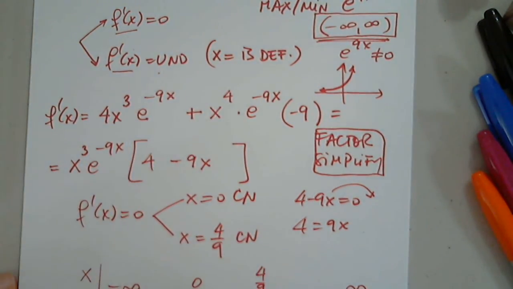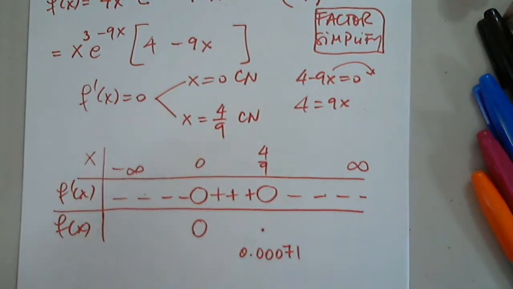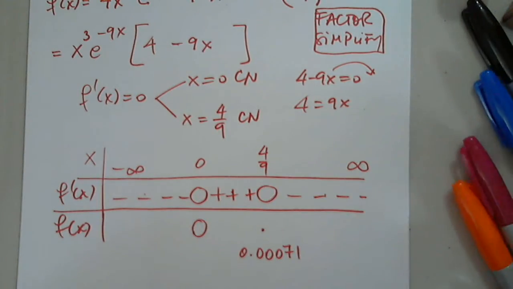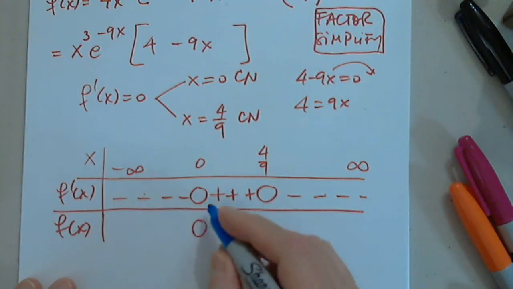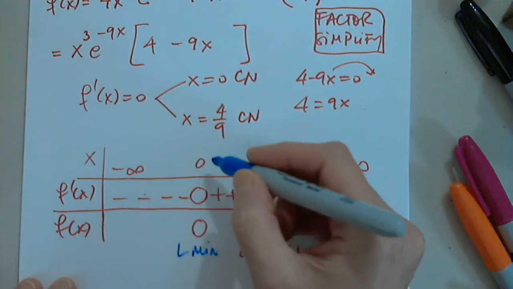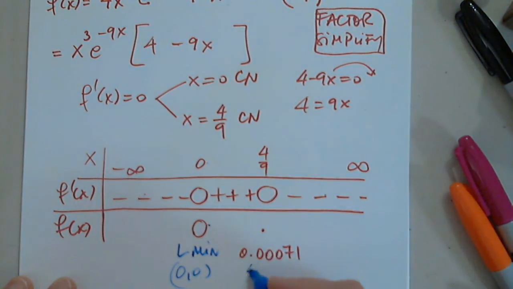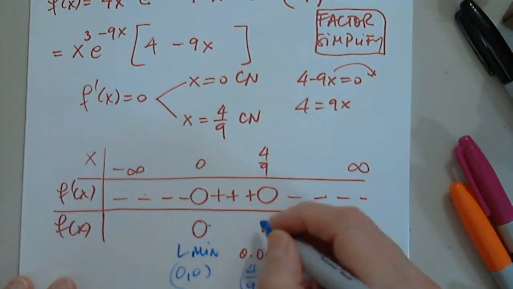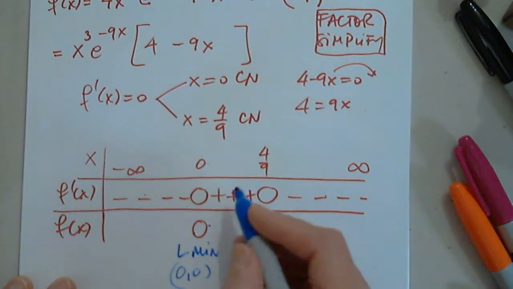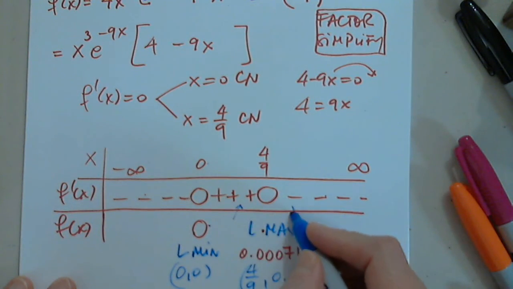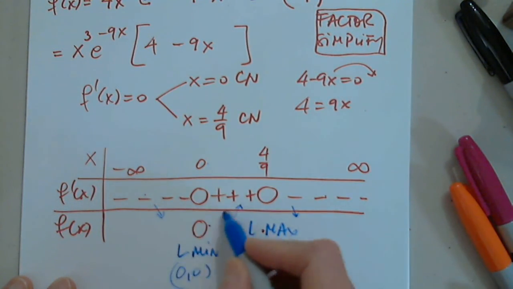So now in addition to what I was asked to determine, I also know that 0 must be a local min, with y value 0, and 4/9, this tiny number, must be a local max. How do I know? Because the function here is increasing and here is decreasing. Here's decreasing and here's increasing.